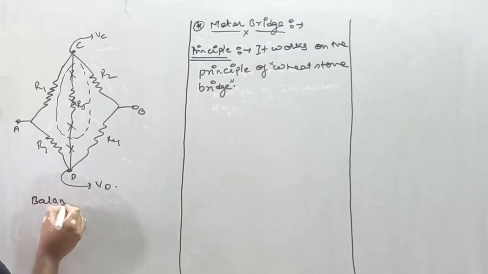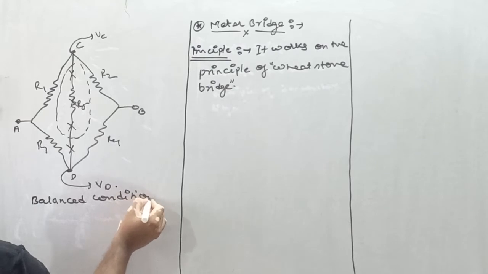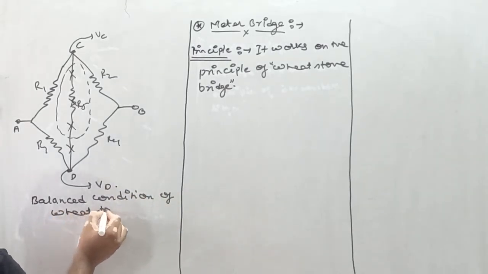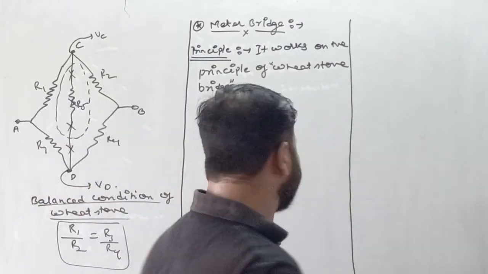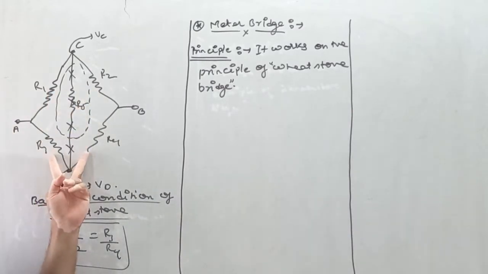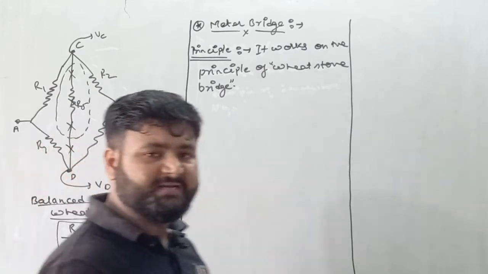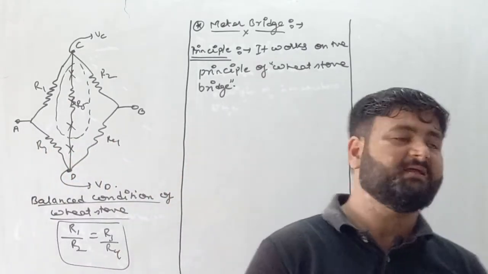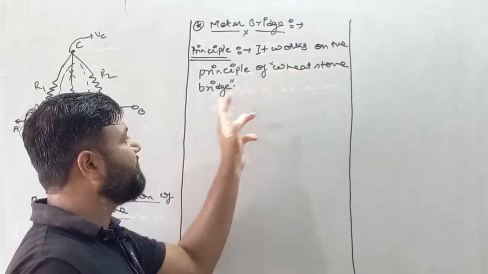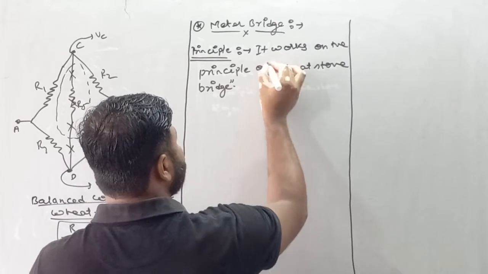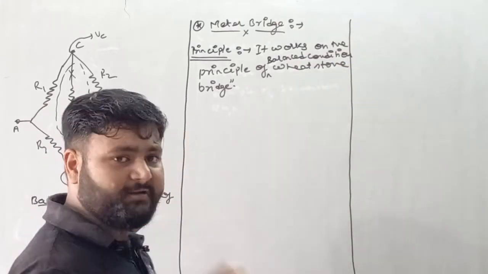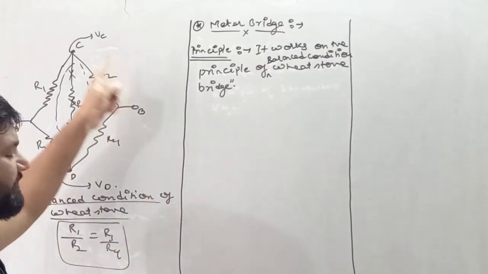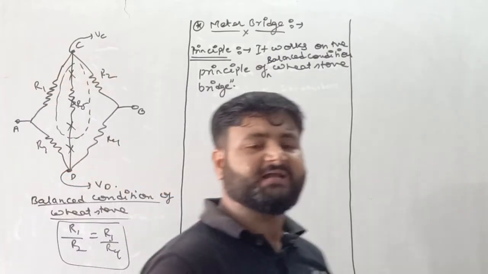And we all know the balanced condition of the Wheatstone bridge: R1 by R2 is equal to R3 by R4. If the ratio of these two resistors becomes equal to the ratio of these two resistors, then we say the Wheatstone bridge is balanced. So the meter bridge also works on the same principle, the balanced condition of the Wheatstone bridge. Remember, this is the balance condition: R1 by R2 is equal to R3 by R4.